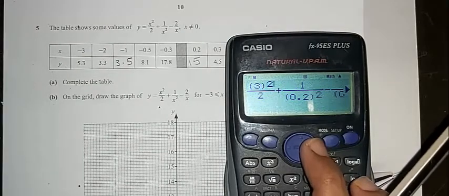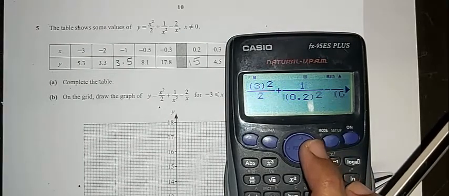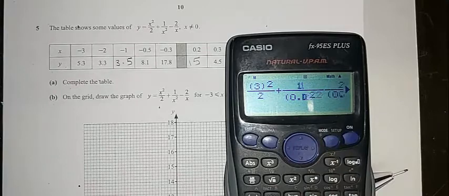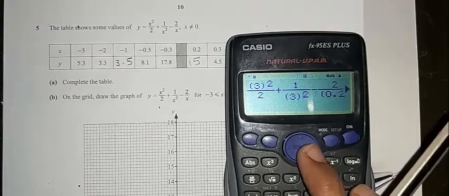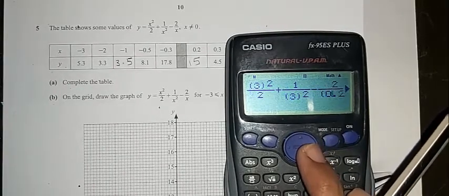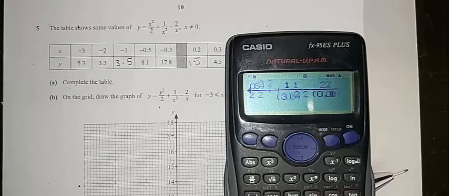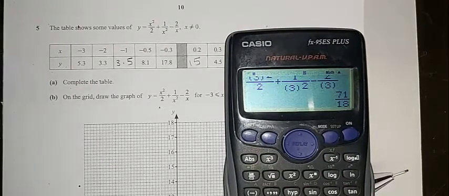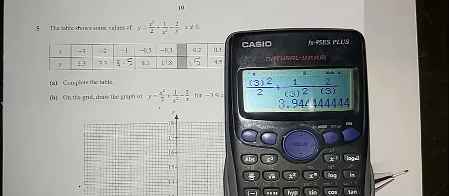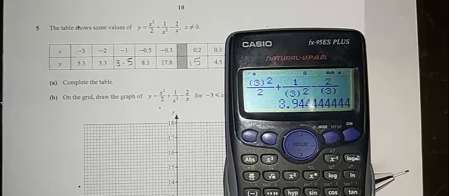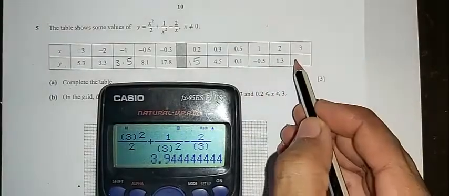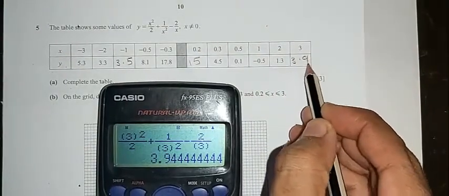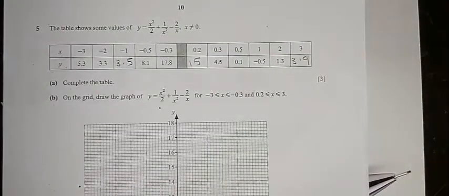The last value here, we remove 0.2 and put 3 instead. Equals 3.9, and we repeat it for 3.9. We finished this part.